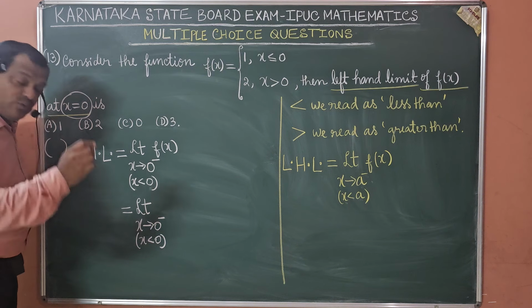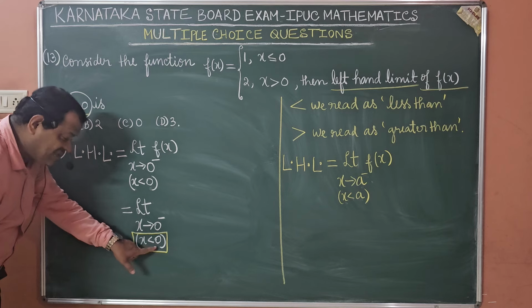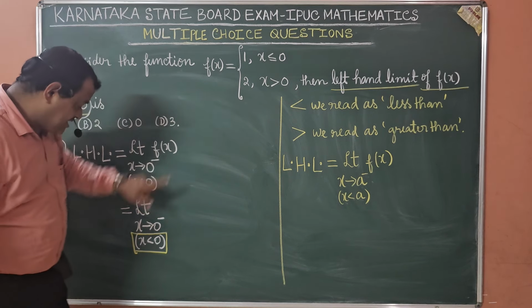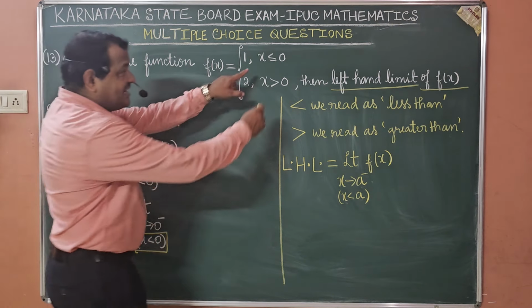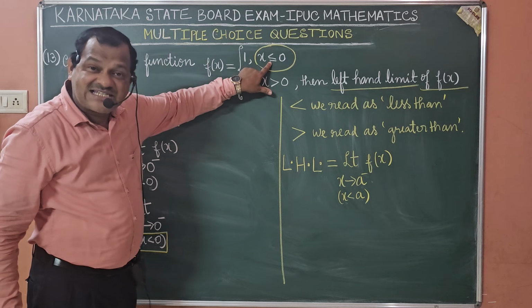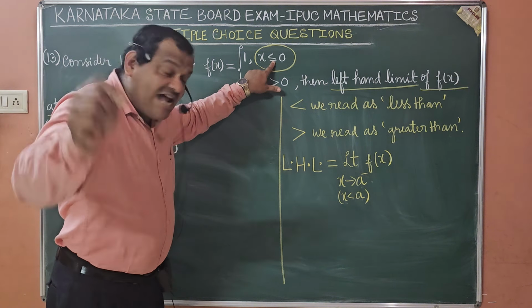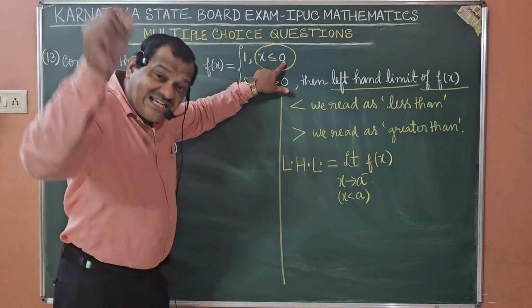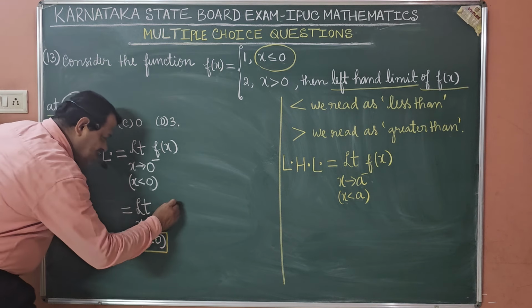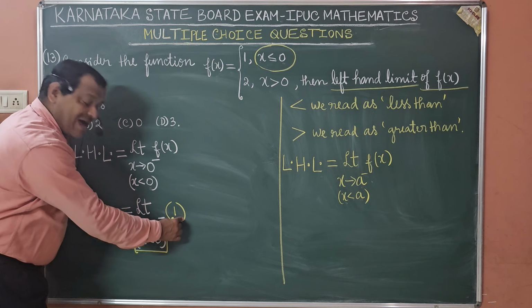My dear students, please see this kind of writing, x less than 0, where it is written in the question. See, here it is written, not here. This you read as x less than or equal to 0. Less than or equal to means there is less than 0. For x less than 0, f of x is equal to 1. Therefore, in place of f of x, I should put 1. My function is a constant function, assuming value 1.